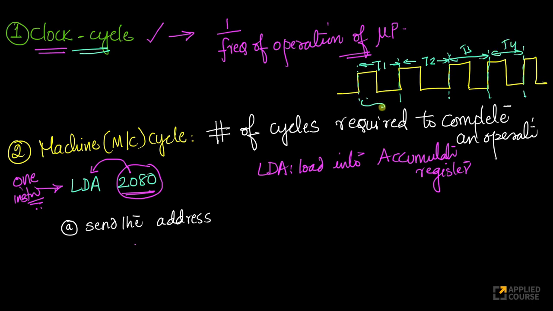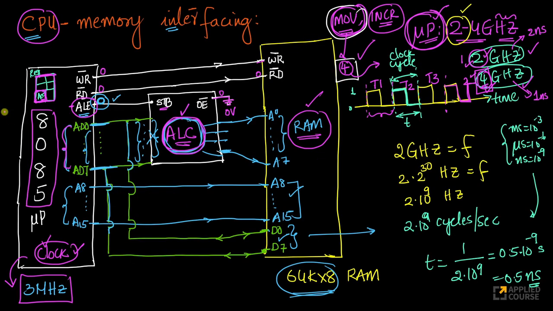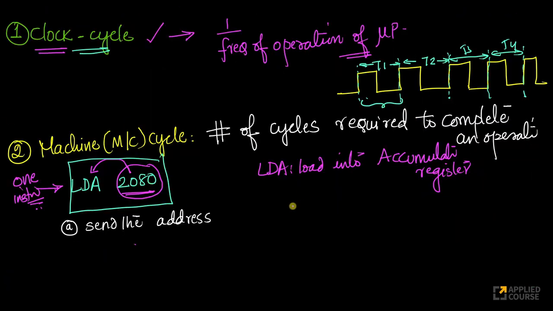In each clock cycle, the microprocessor does one task. This is just one instruction, and one instruction could take one or more clock cycles. An instruction like this could take multiple clock cycles. I'm just giving an example here. I'm not saying this is exactly what happens in the 8085 processor, just a general idea. So in cycle T1, the address, this 2080 address, is enabled.